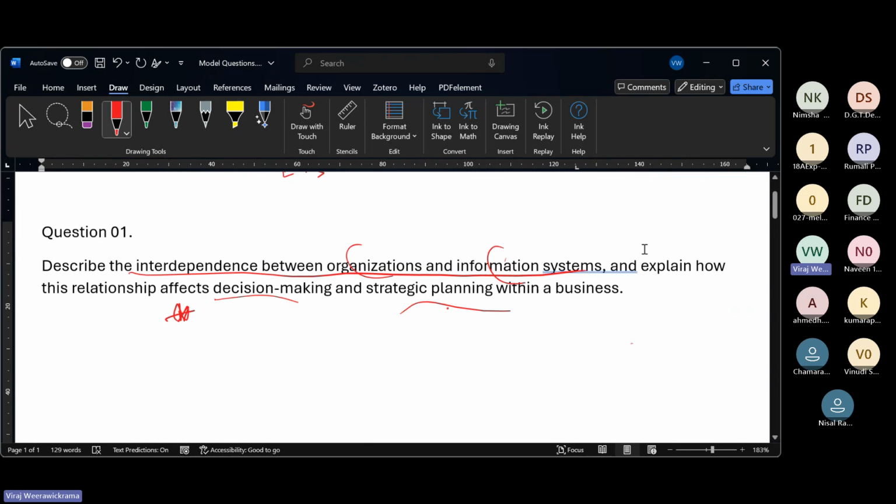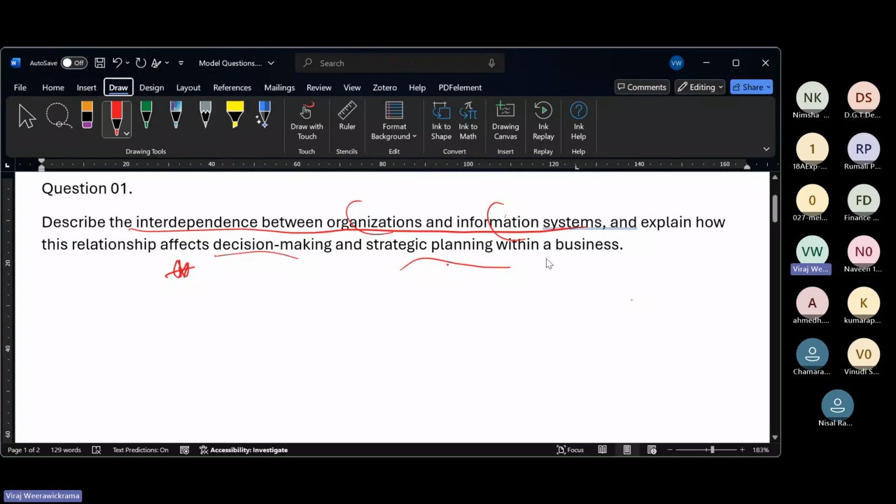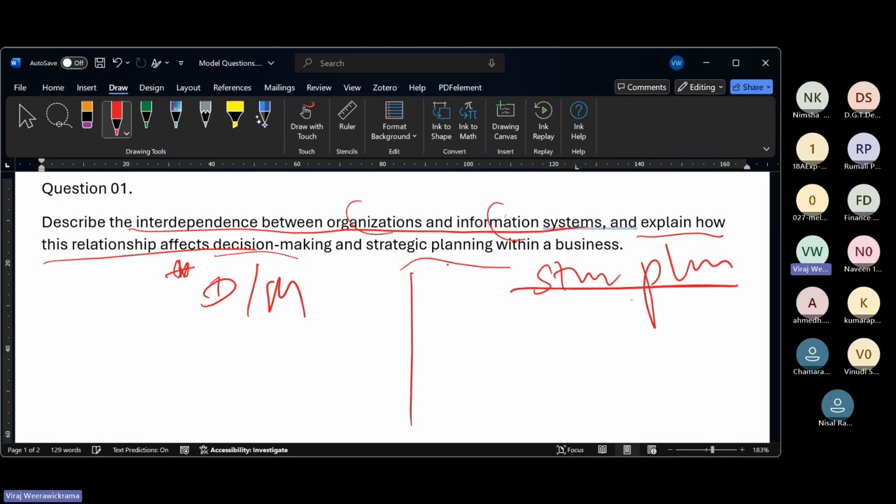Then apart from that, now you have to think from the other aspect, right? Now explain how these relationships affect the decision making and strategic plan, right? Now you have to write down the points. For decision making, when you have information systems, what are the things that you can see? How can, what is the impact on the decision making process when we have information systems?